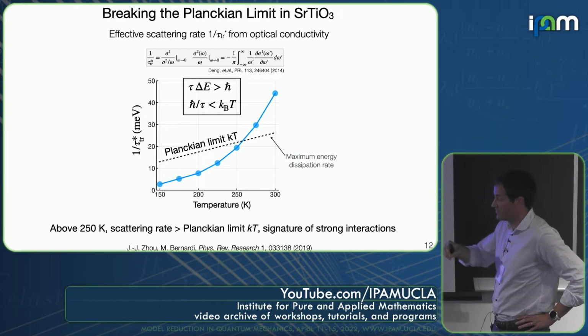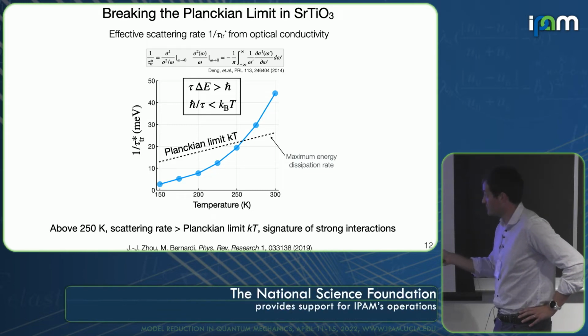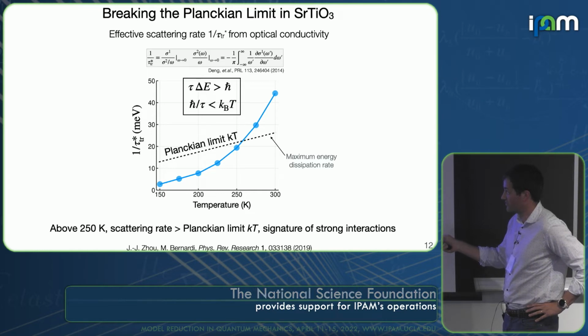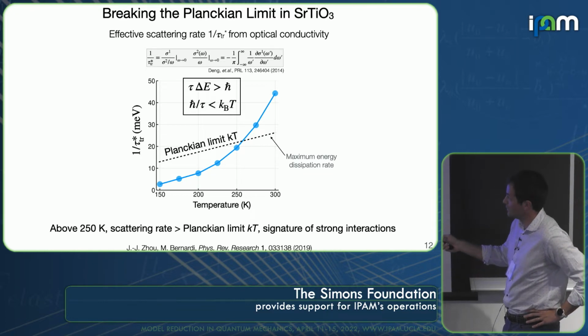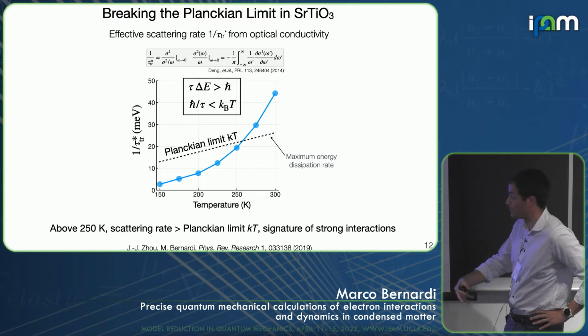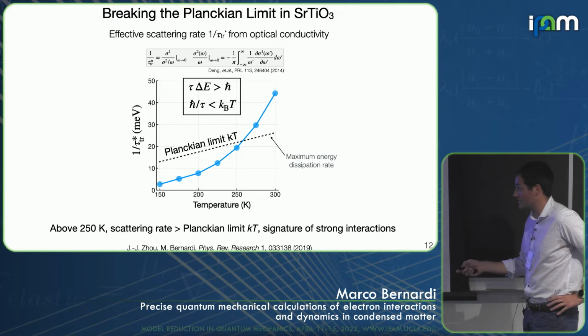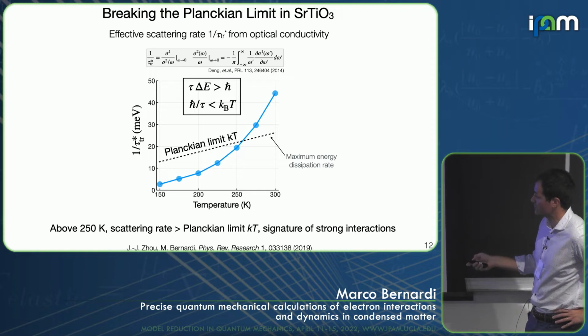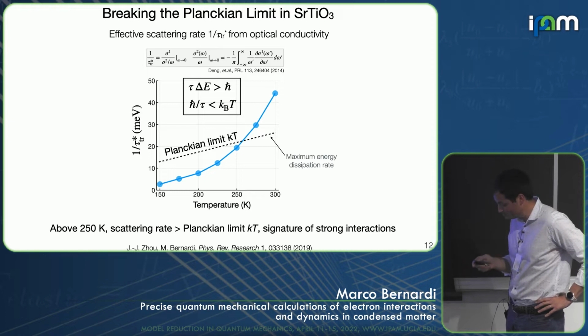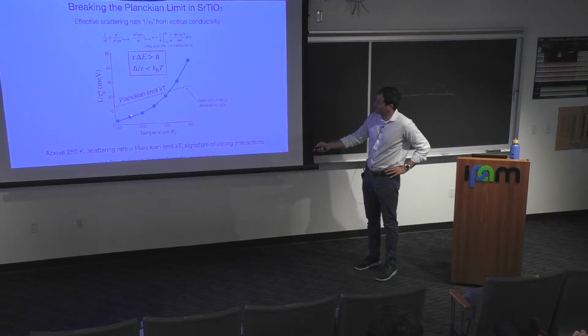Now, if you have a semi-classical scatterer that scatters with a relaxation time tau, and each time it scatters it exchanges energy delta E, which for phonons is kT, then because of the uncertainty principle, if you write the scattering rate in energy units, that scattering rate has to be less than kT for that picture to hold, okay? This is called the Planckian limit for transport, and you could view it as the maximum energy dissipation rate for a semi-classical scatterer.